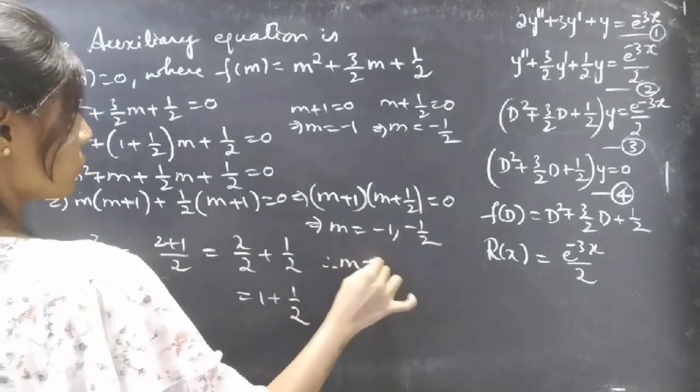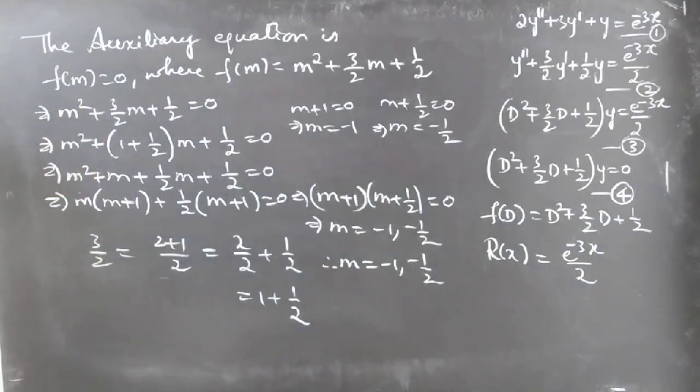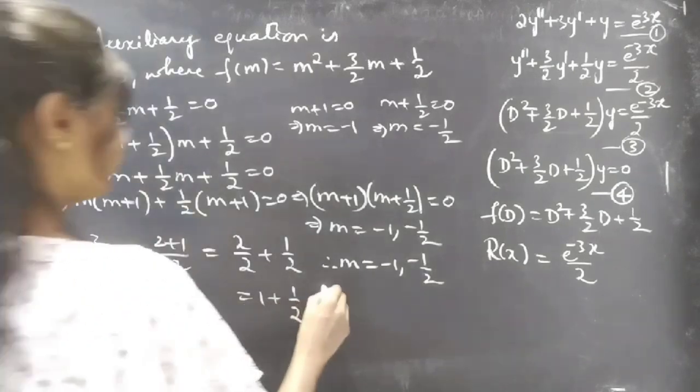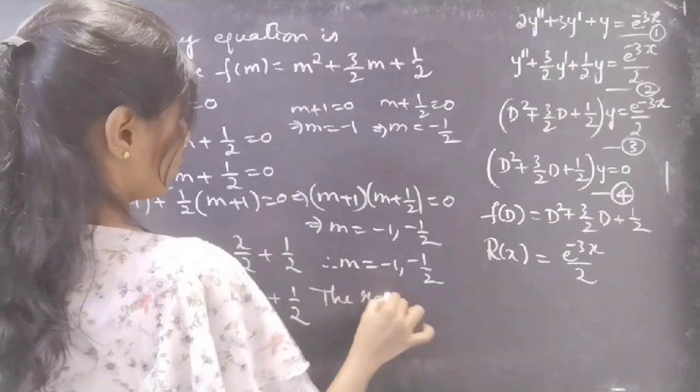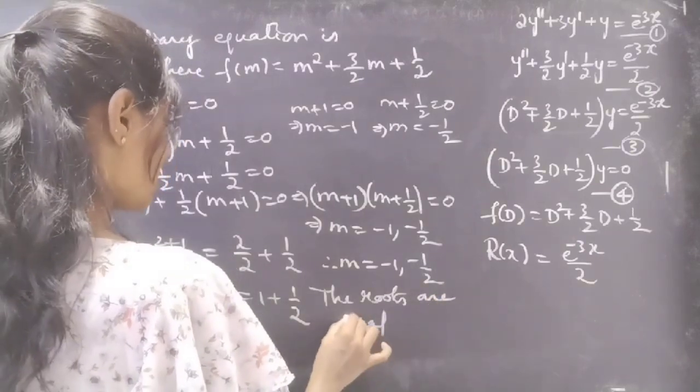Therefore, m equal to minus 1 and minus 1 by 2 are the real and distinct roots. The roots are real and distinct.